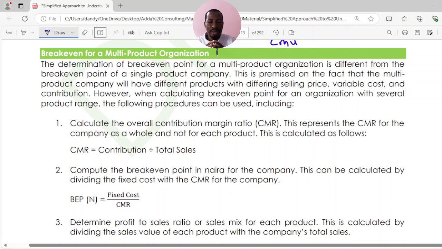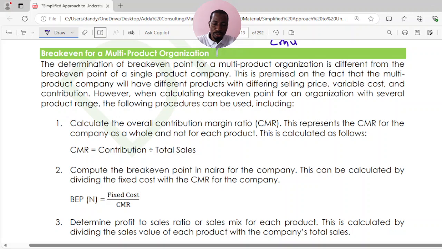Step 2 is to compute the break-even point in value. Compute the break-even in value for the organization as a whole. In this case, this break-even point in value is not related to any of the products. It's for the organization. How do you do it? To get the break-even point in value for the organization is the total fixed cost divided by the contribution margin ratio you have computed in step 1. All right, so that's that.